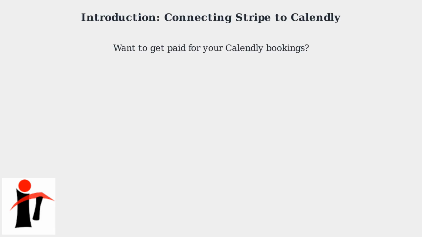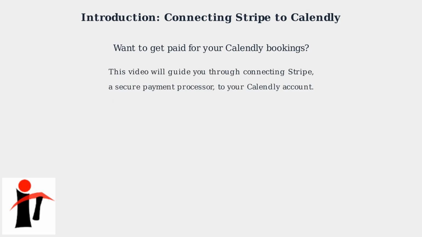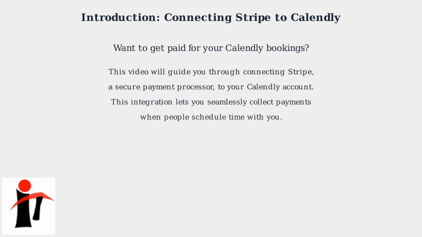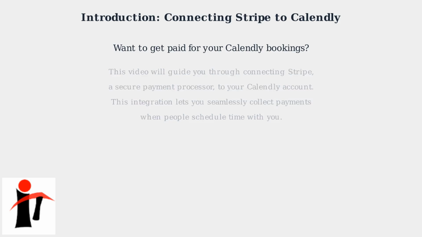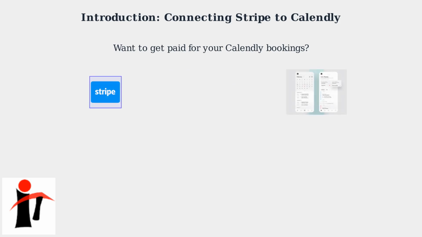Want to get paid for your Calendly bookings? This video will guide you through connecting Stripe, a secure payment processor, to your Calendly account. This integration lets you seamlessly collect payments when people schedule time with you, automating your billing process and reducing no-shows. This is perfect for coaches, consultants, and anyone who wants to monetize their time.